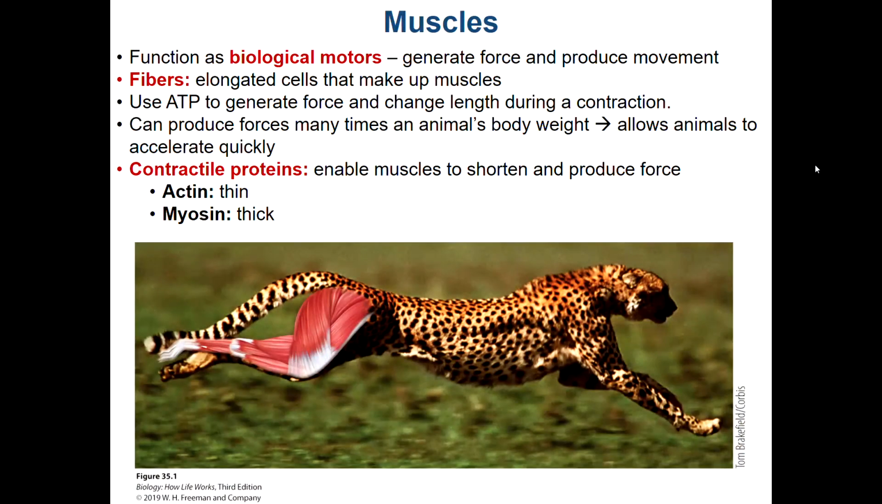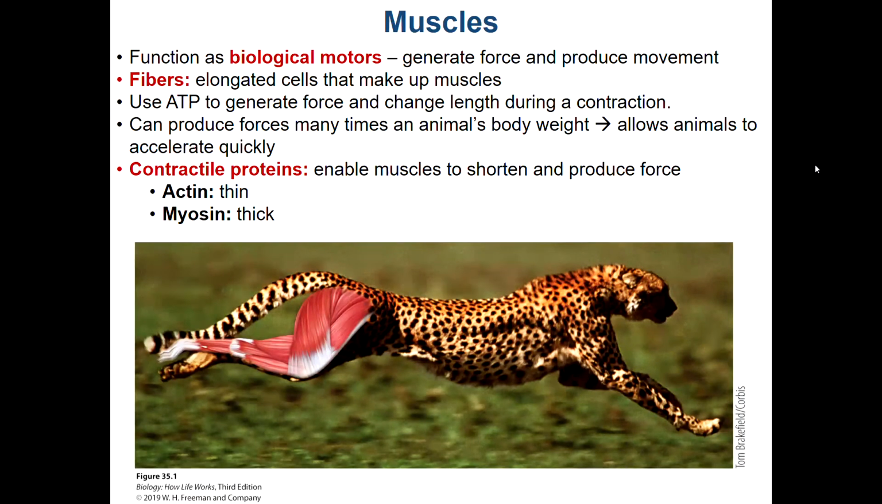So muscles function as our biological motors. They generate force and produce movement. Fibers are elongated cells that make up muscles. They use ATP to generate force and change length during a muscle contraction. Muscles can produce forces many times an animal's body weight, which is important because it allows animals to accelerate quickly.